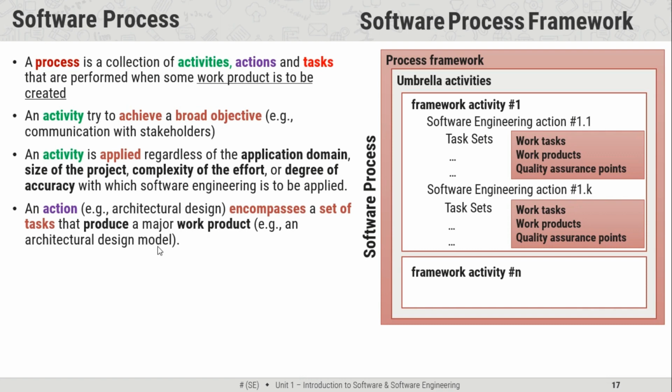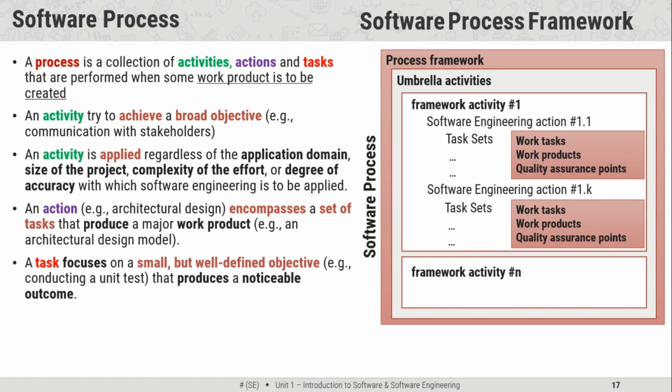Now the next thing is that again this is some kind of technical thing, but it has a broad objective. Now we will refine this into the smallest things, so that we can actually go for doing activity in the software. So this will be called a task. A task focuses on a small but well defined objective. This objective will be, for example, conducting a unit test or writing a short code for a particular function that produces a noticeable outcome.